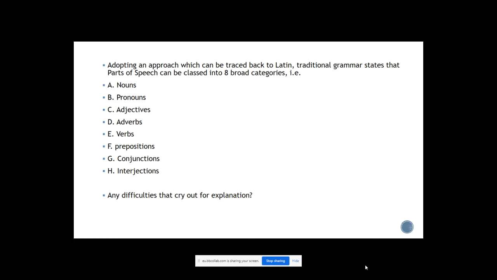Now, any difficulties that cry out for explanations? Actually, there are a lot of problems with this distinction because, for example, when they state the definition of verbs, they say that the verb is an action. Okay, what is the action in is? Or what is the action in die? We have no actions here.